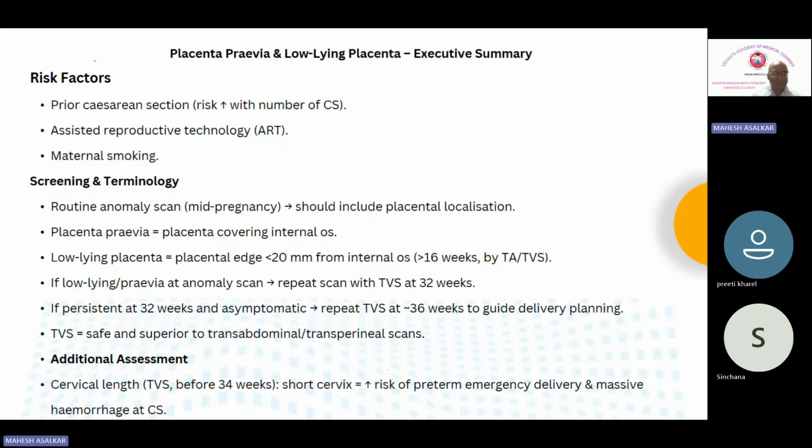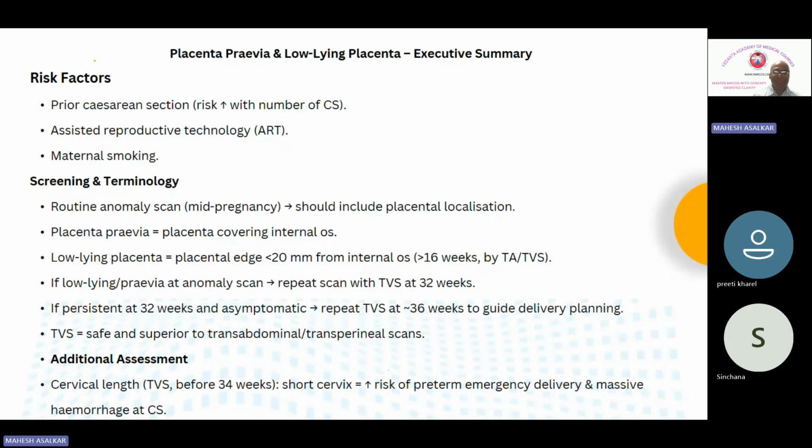Okay, so what are the methods for screening and what terminologies are to be used? Normally during the routine anomaly scan in the mid trimester, we have to look for placental localization. Placenta previa is when the placenta is covering the internal os. So what terminology will we use? Placenta previa when the placenta is covering the internal os.